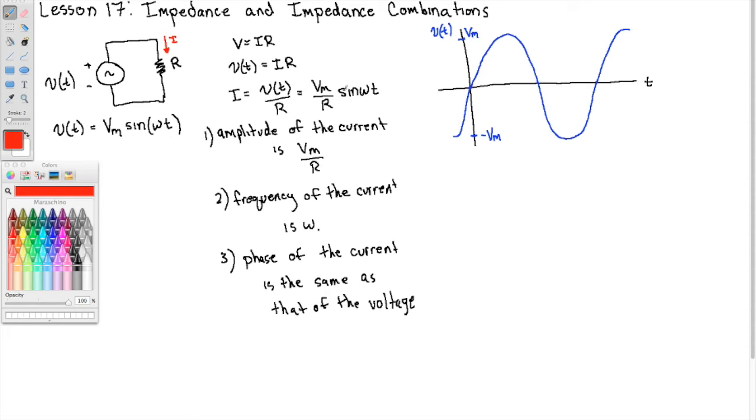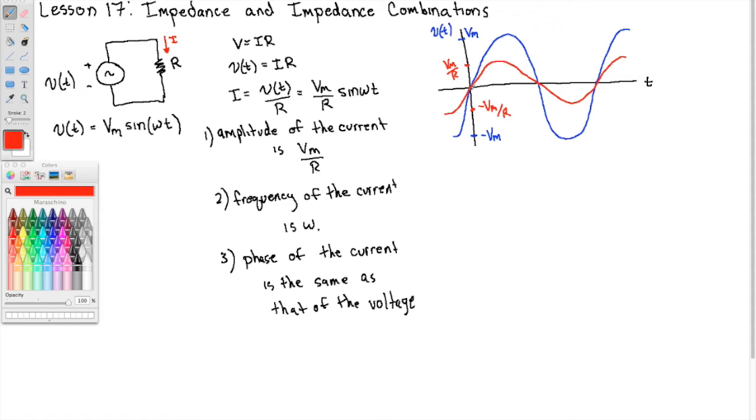So let's make a plot of the current that's also a sine wave. The axis for current, of course, is amps, so we don't want to compare the amplitudes because the axis for voltage is volts. But here, now in red, this is Vm over R, and this is minus Vm over R, right?